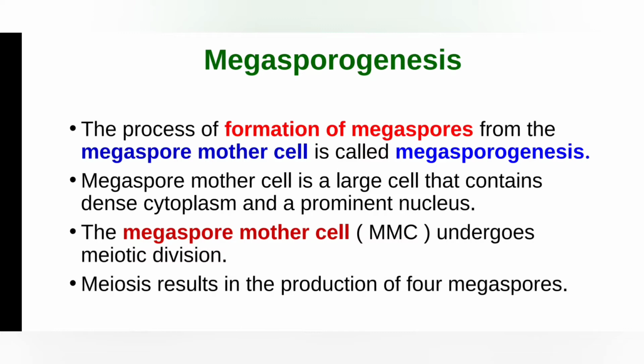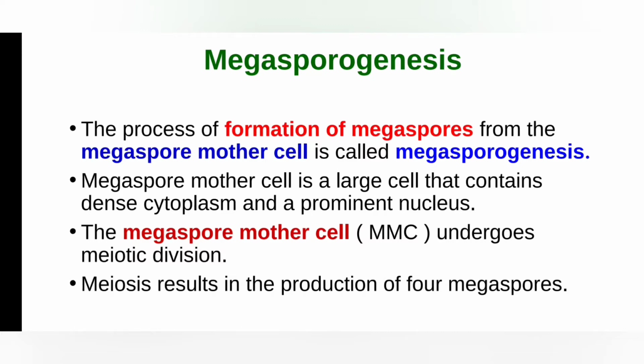Megasporogenesis. What is meant by megasporogenesis? The process of formation of megaspores from the megaspore mother cell is called megasporogenesis. So, how are megaspores formed? They are formed from the megaspore mother cell. This process is termed as megasporogenesis.